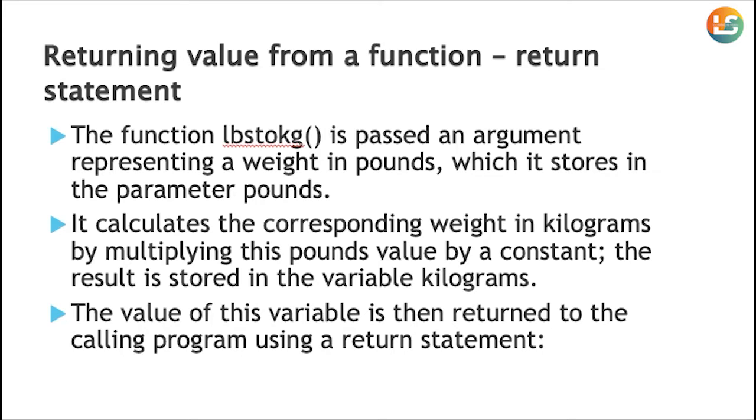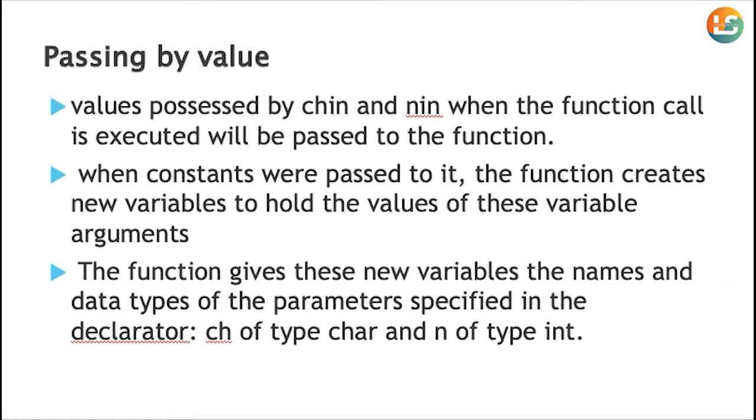Values passed by ch in and n in when the function call is executed will be passed to the function. When constants are passed to it, the function creates new variables to hold the values of these arguments. The function gives these new variables the names and data types of the parameters specified in the declarator, ch of type char and n of type int. It initializes them. Okay, so now what's the difference?